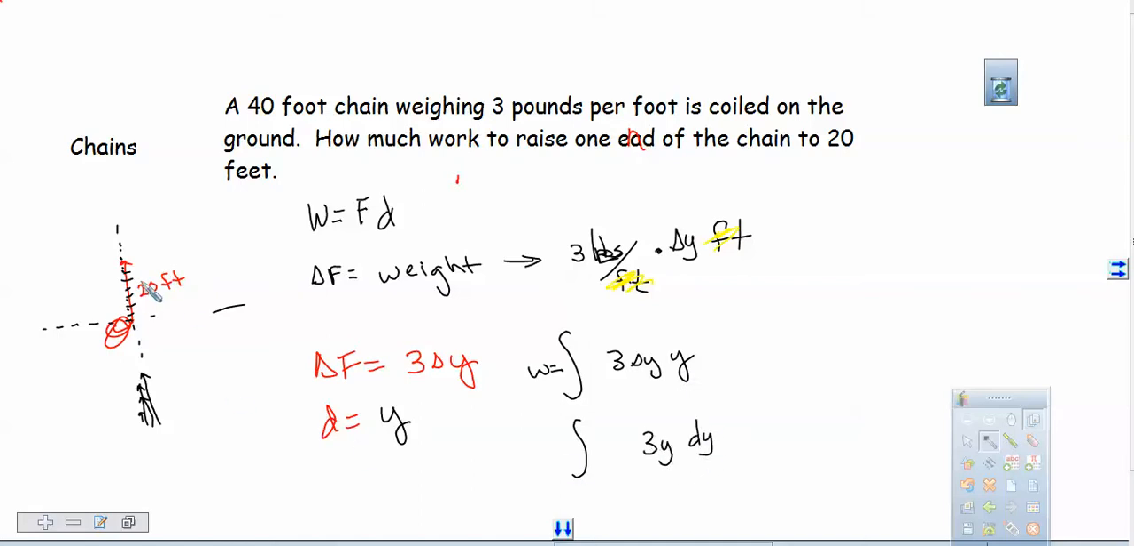And how far do I want to lift the chain? I want to lift it all the way to 20, and I start at 0. And I know you guys can integrate that one.